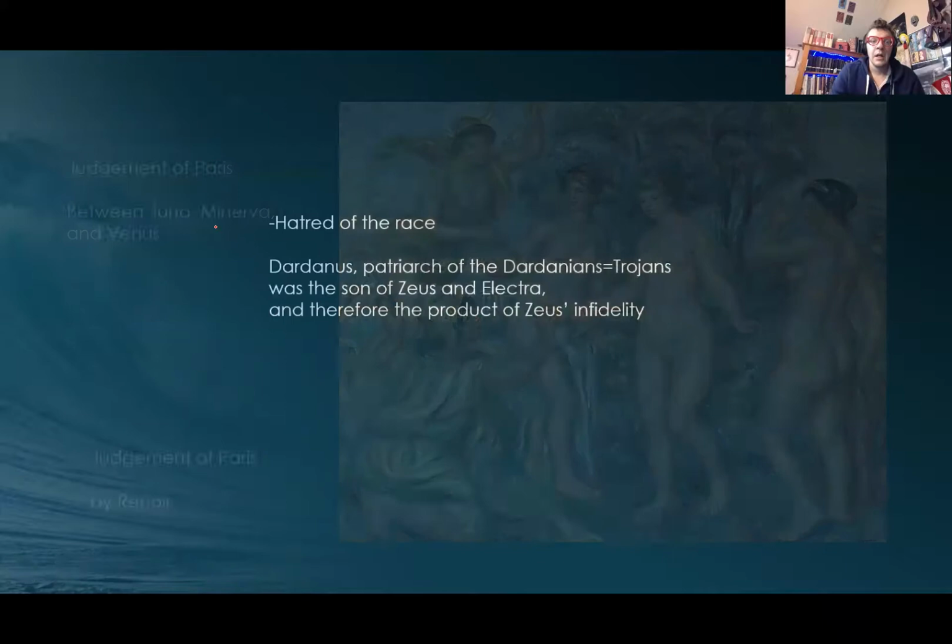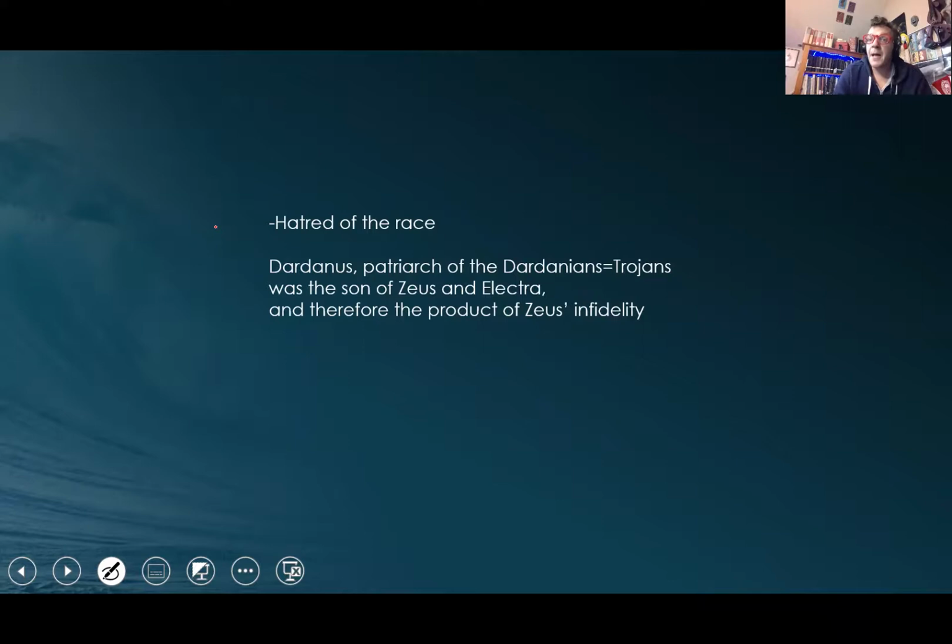So, hatred of the race. This one's a little bit harder. I don't have quite as much to say about it. That's because Dardanus is the head of the Trojan line. So the Dardanians are the same thing as the Trojans. And he's the son of Zeus and Electra. Zeus, of course, is the husband to Juno. He's always off having these affairs, and so he's therefore a product of Zeus's infidelity. So in a way, Juno views the entire Trojan race as offspring that remind her constantly of the unfaithfulness of her husband.